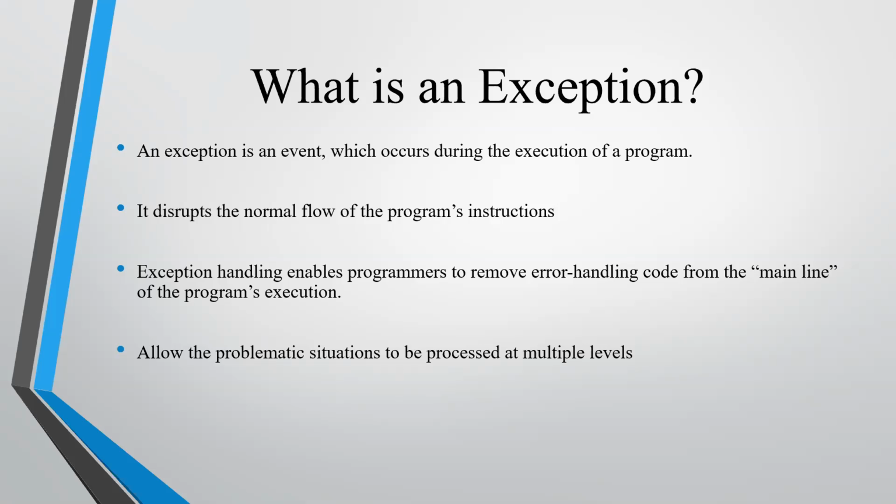And exception handling, which we'll be discussing in detail in future, enables programmers to remove the error handling code from the main line of the program's execution. When we use exception handling, it tells us on which line we got the exception during the execution of a program. And it allows the problematic situations to be processed at multiple levels. So suppose we have a program and there are some errors or exceptions being thrown. Using exception handling, we can process that at multiple levels.